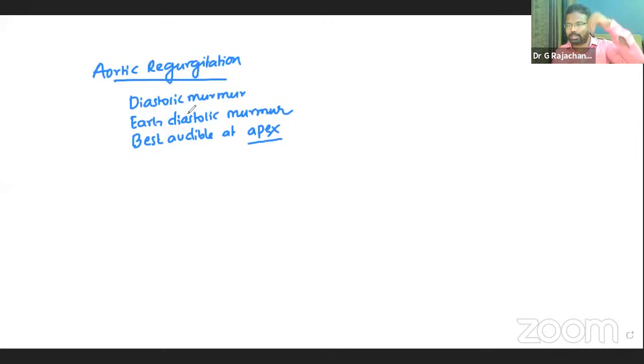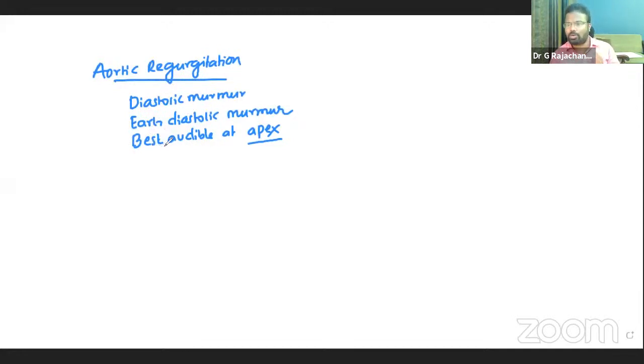The blood which is returning is called a regurgitant jet. This jet of blood is actually traveling towards the mitral area. That's why the murmur of aortic regurgitation is better audible at mitral area. I hope you understood this. Then we have some more specifications.